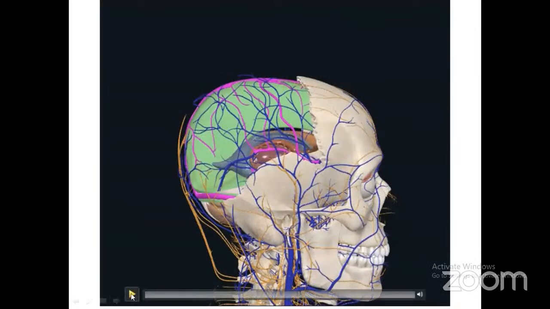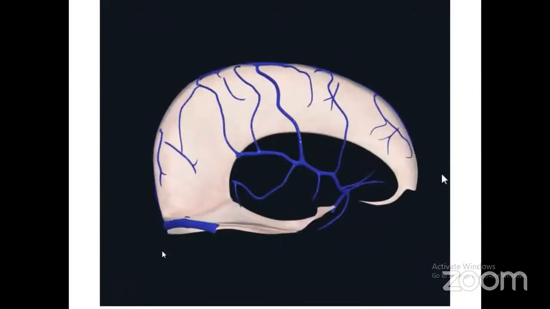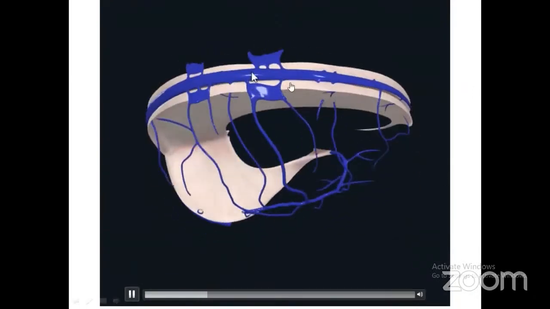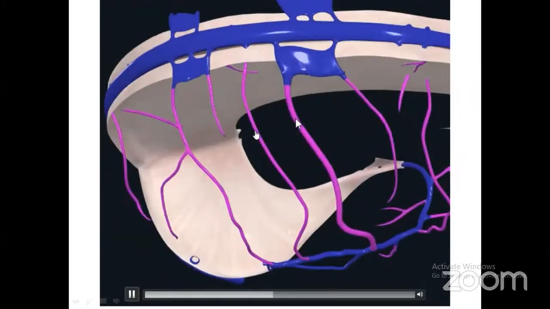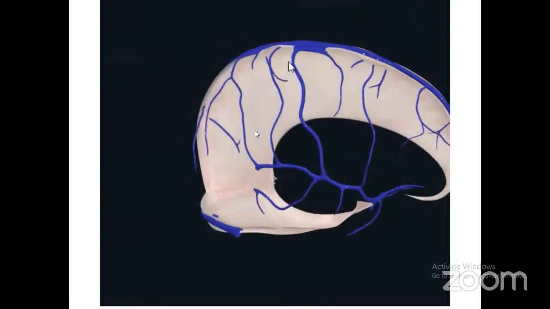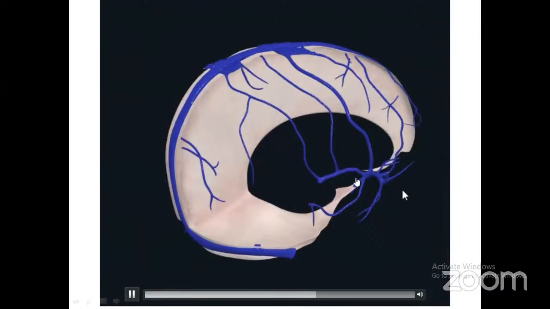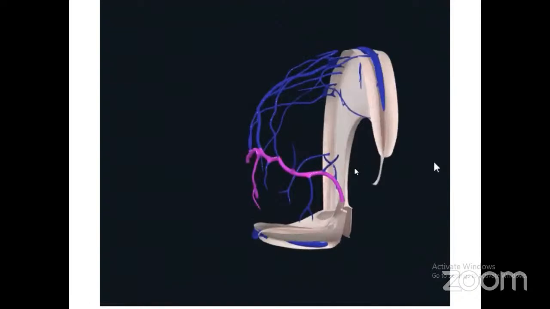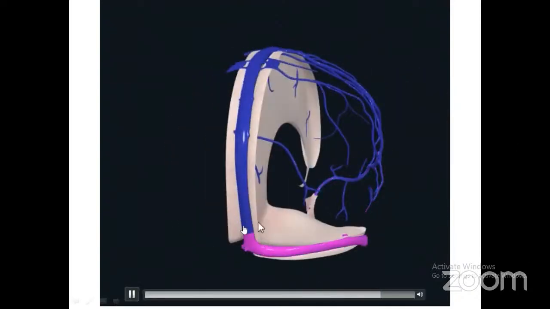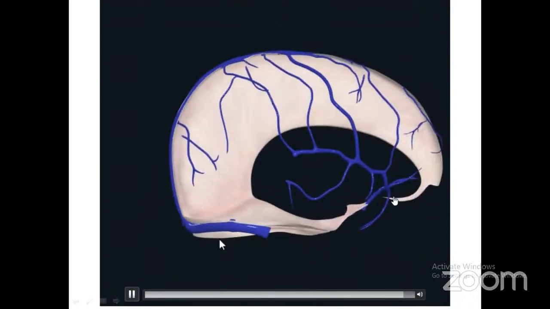So let us try to see superior sagittal sinus here. Once you see superior sagittal sinus, it is present in the upper convex margin of the falx cerebri. You can see these are the venous lacunae on either side, and it is draining all these superior cerebral veins, draining the superolateral surface of the cerebral hemisphere. And this is the superficial middle cerebral vein present in the lateral sulcus, and it communicates with the cavernous sinus. It begins at the crista galli and ends at the internal occipital protuberance. So like the falx cerebri, it increases in width as it goes posteriorly.